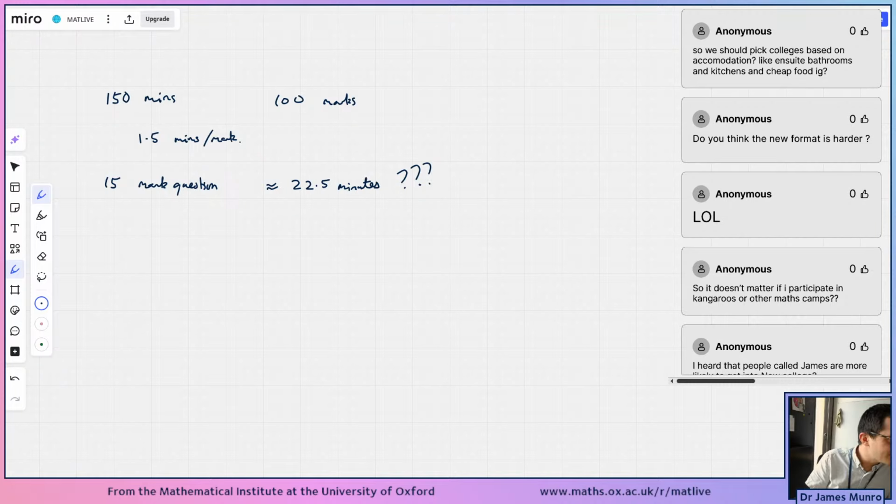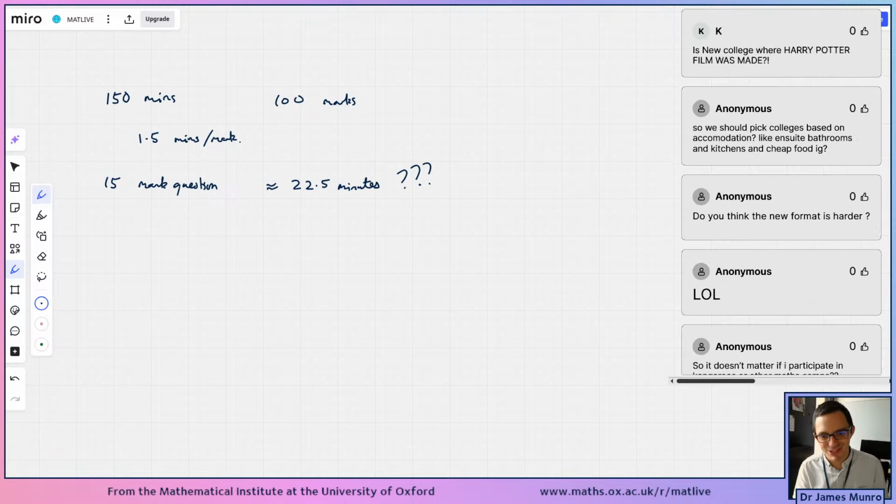Right, do you think a new format is harder? No, actually, lots of people told me that switching to multiple choice questions, wouldn't that just make it really easy? Right, hard multiple choice questions is the thing we've been doing.